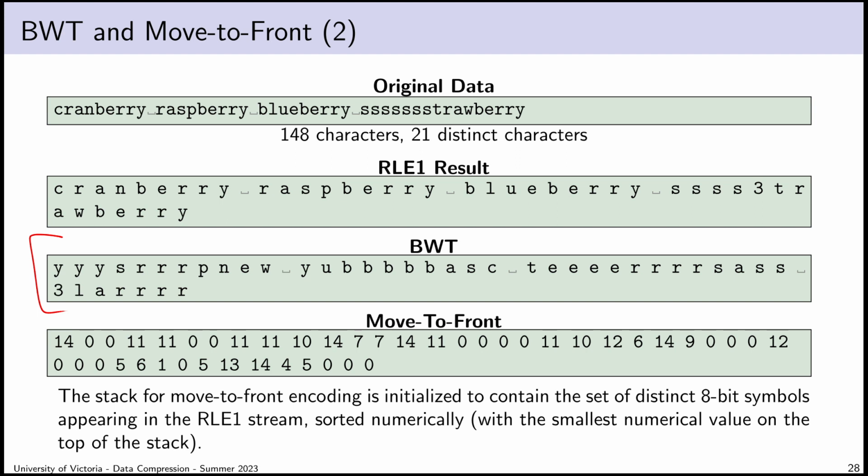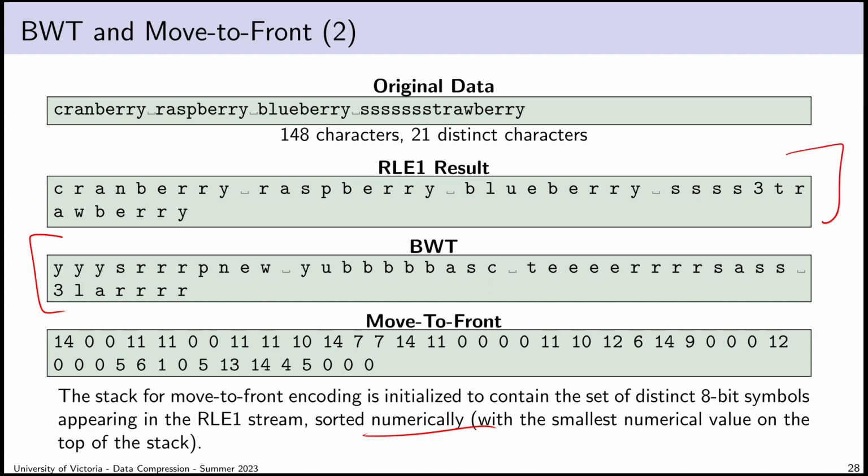And the way that I order the stack is I just sort the set of symbols numerically. So every symbol has a numerical value. I just add them to the stack numerically, with the one that has the smallest numerical value on the top of the stack. So unlike what I suggested in lecture 5, where in general for Move-to-Front coding, if you don't know which symbols you're working with, you could have your stack initialized to every possible 8-bit symbol. This Move-to-Front implementation uses a restricted stack that only contains symbols that actually appear.